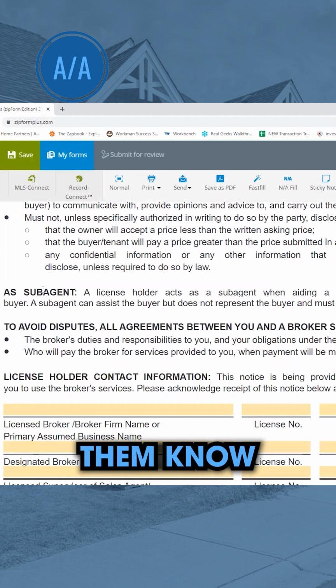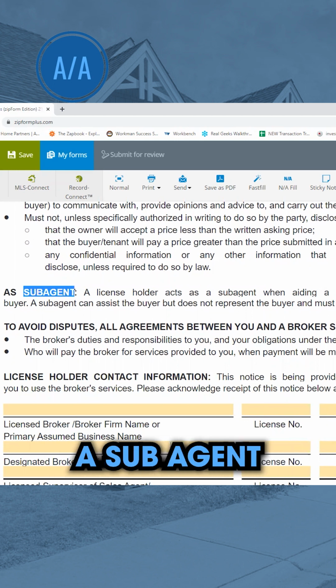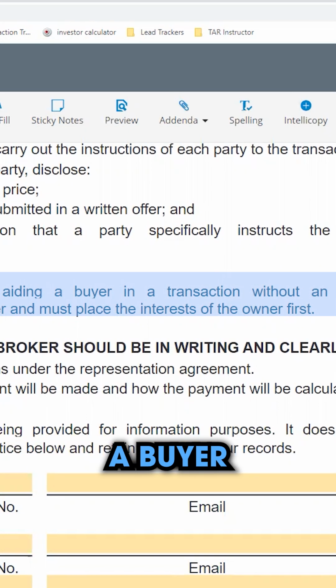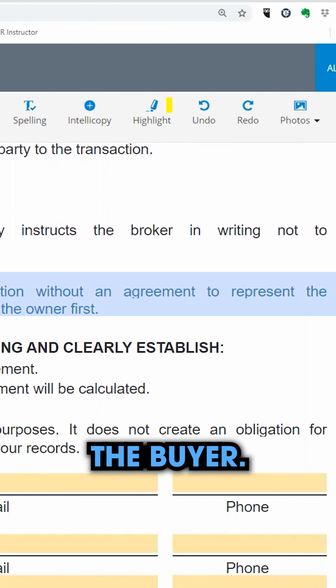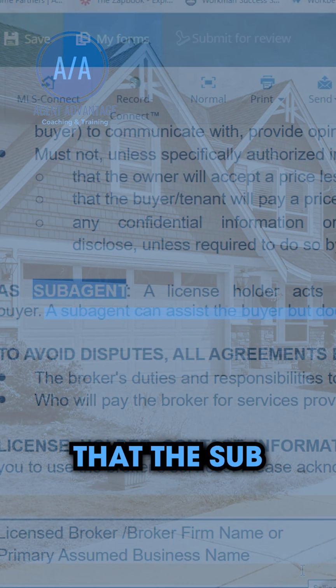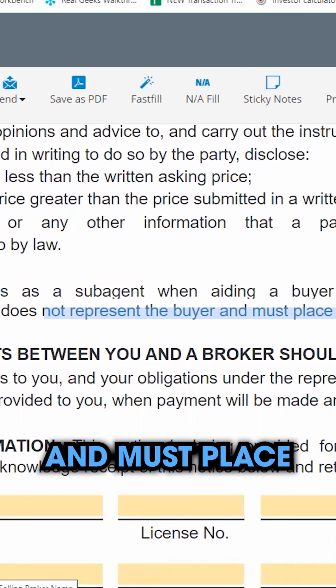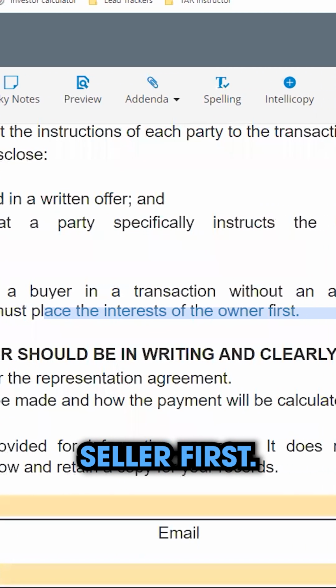And then I let them know as a potential buyer that we could also be a sub-agent. And a sub-agent, and it clearly says it right here, is a license holder who is aiding a buyer in a transaction without an agreement to represent the buyer. And it says right here that the sub-agent can assist the buyer, but does not represent the buyer and must place the interests of the owner or the seller first.